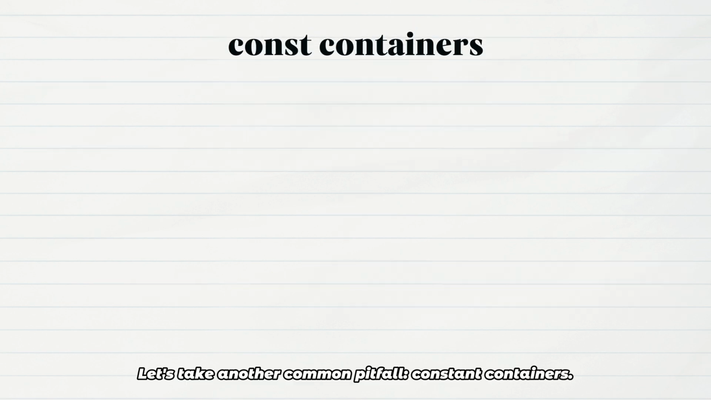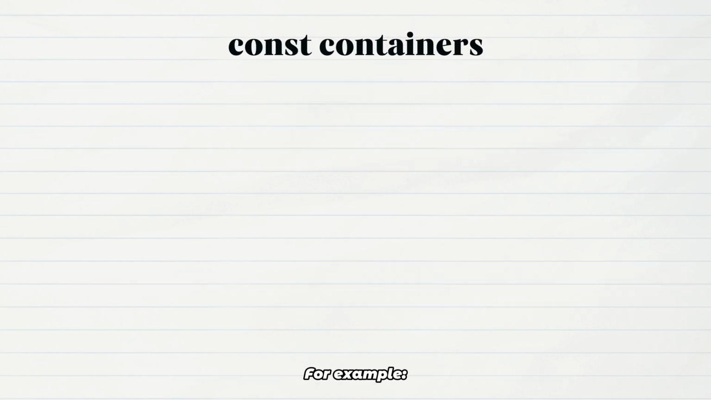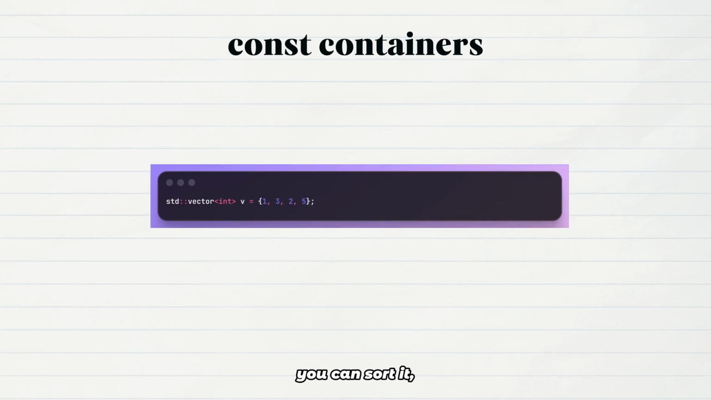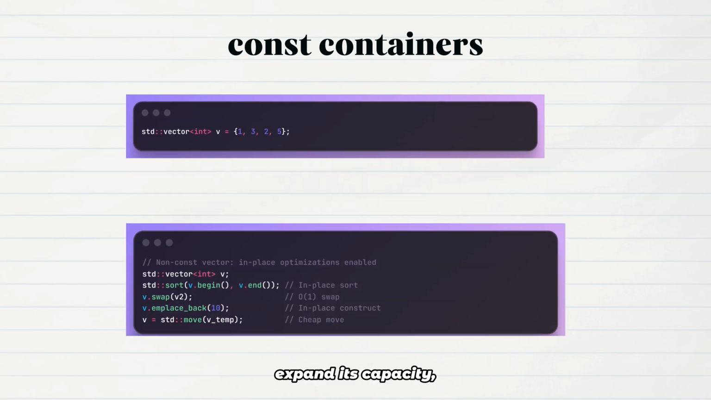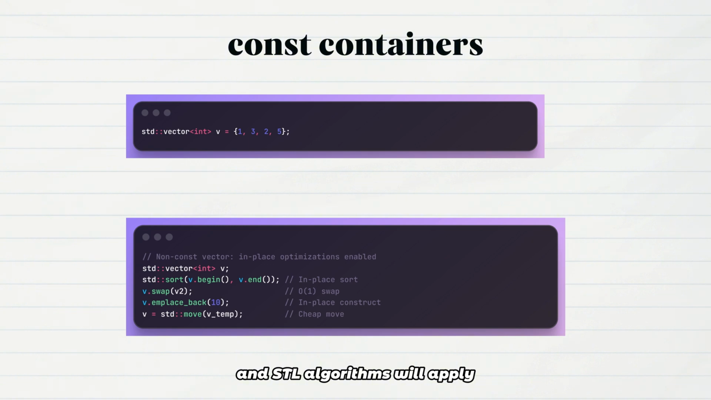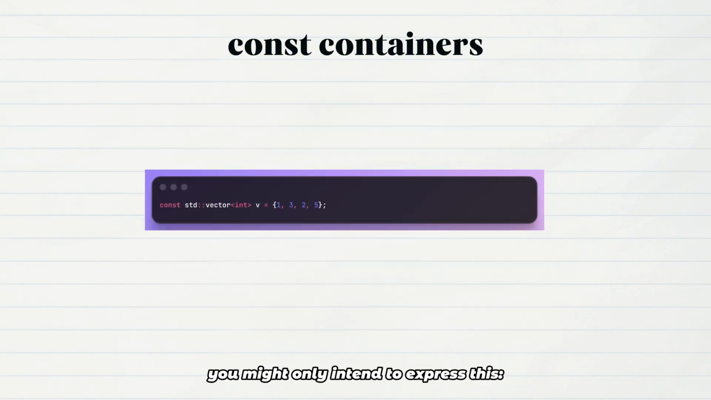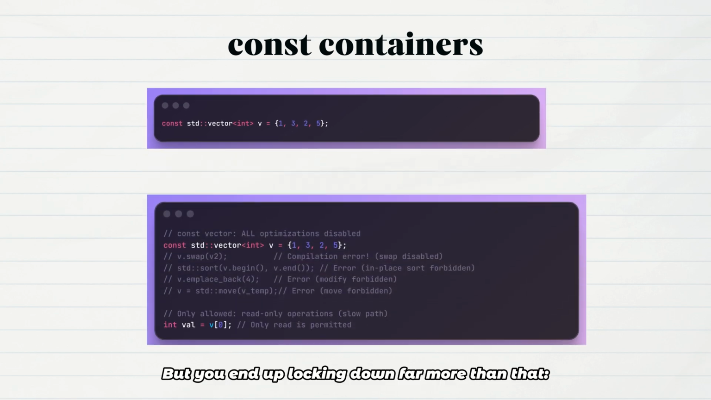Let's take another common pitfall, const containers. For example, you have a regular vector. You can sort it, swap its contents, expand its capacity, and STL algorithms will apply various in-place optimizations to it. But if you add const to it, you might only intend to express this vector should not be modified, but you end up locking down far more than that.